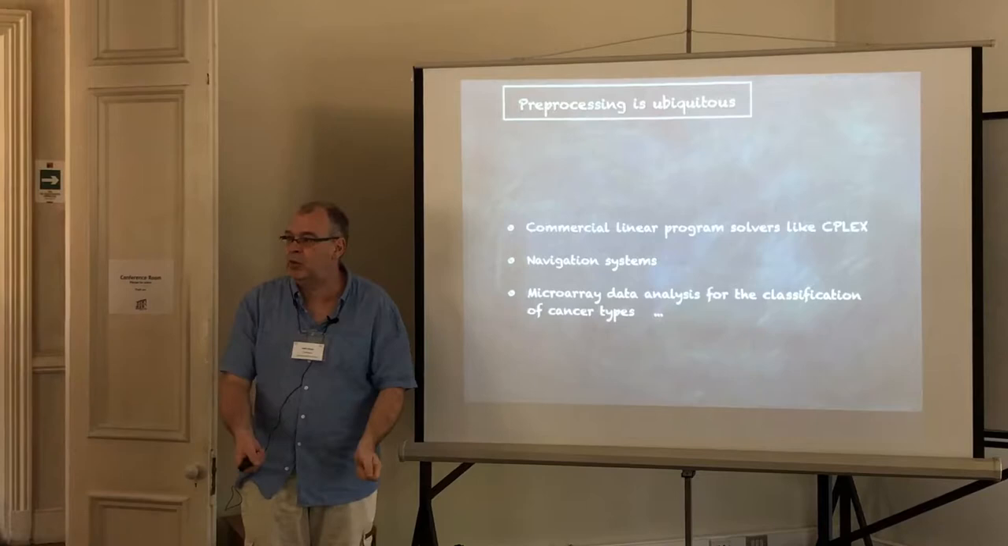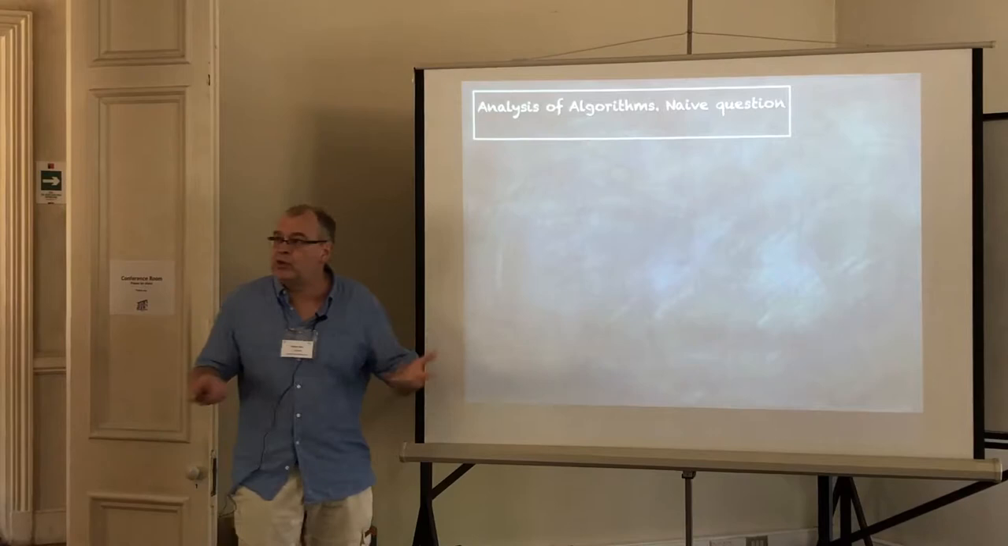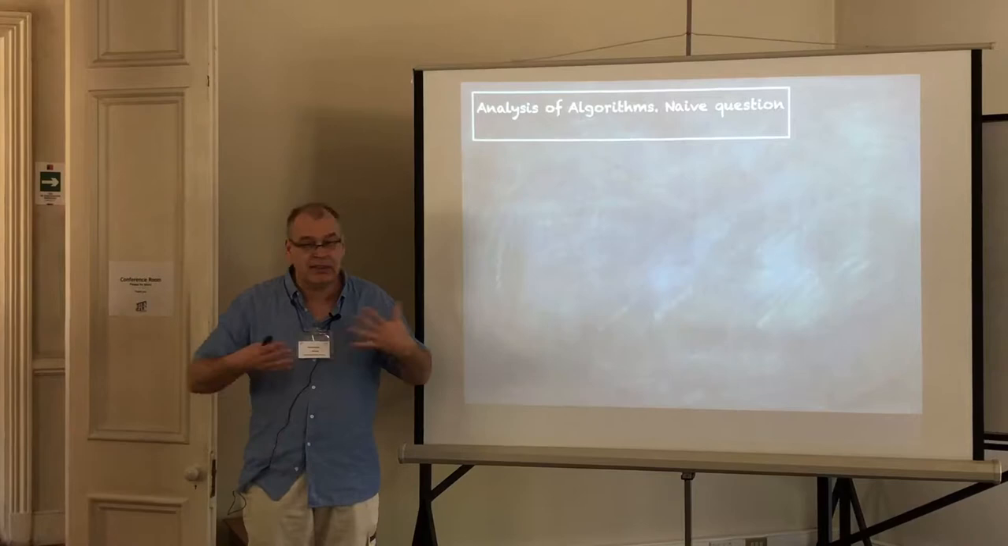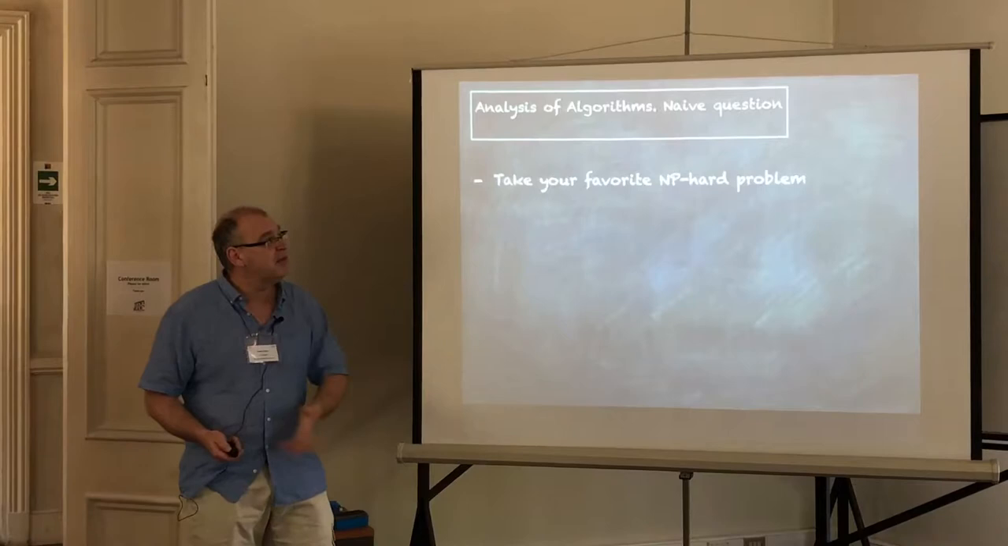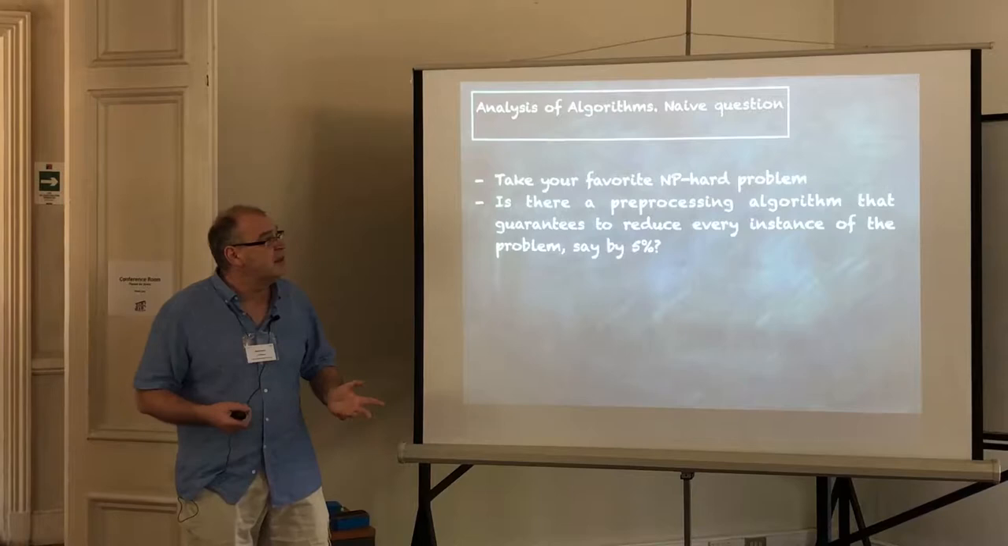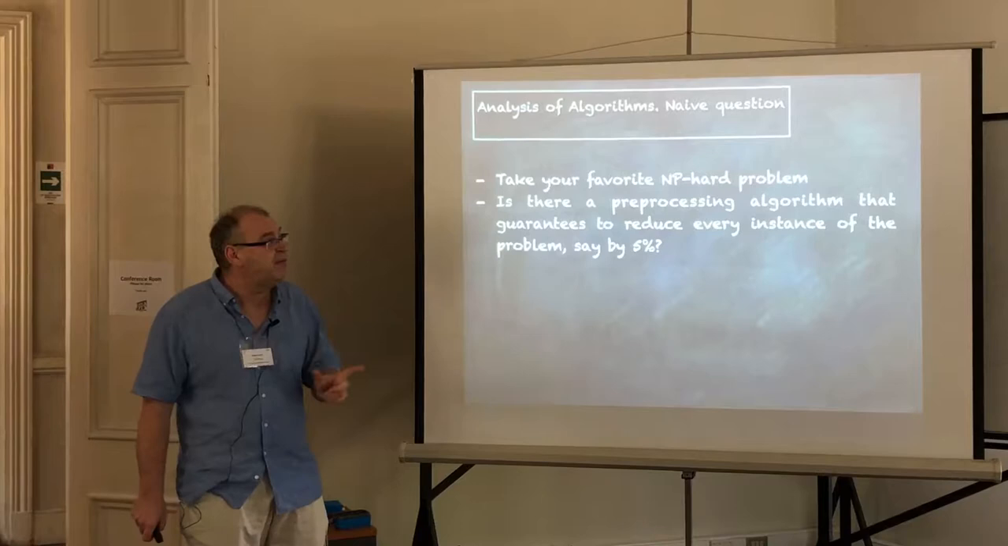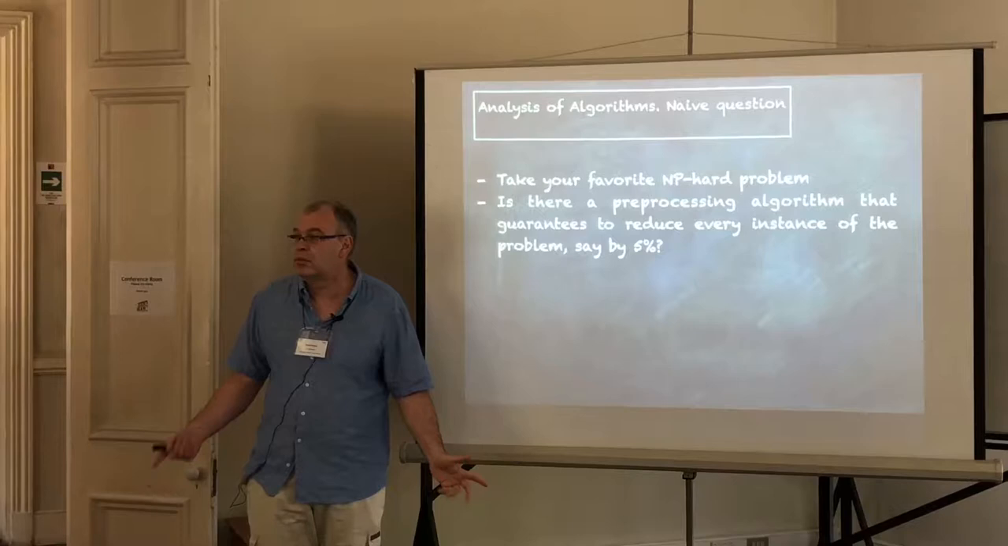OK, but what I want to see is how to analyze preprocessing done for an NP-complete problem. Let's take a very naive approach. I take my favorite NP-hard problem, say satisfiability. And then for satisfiability, I'm asking, is there a preprocessing algorithm that guarantees to reduce every instance of the problem, say by 1 or 5%? Is this possible?